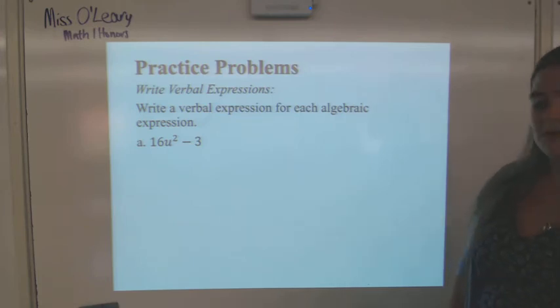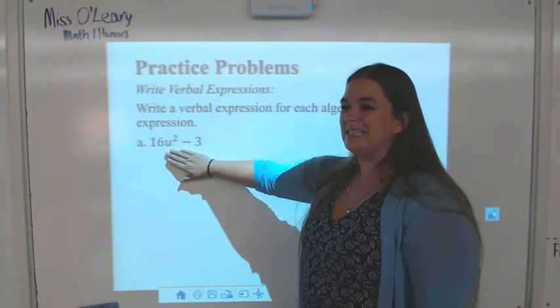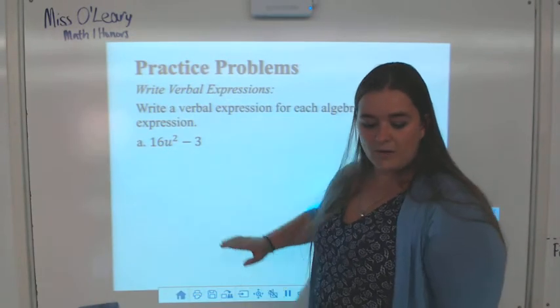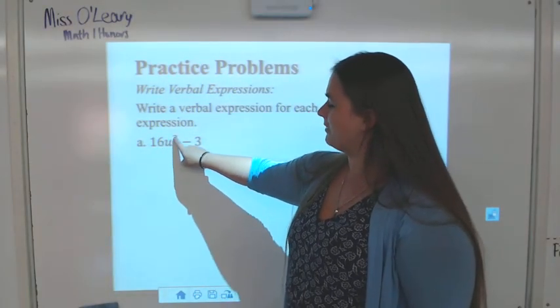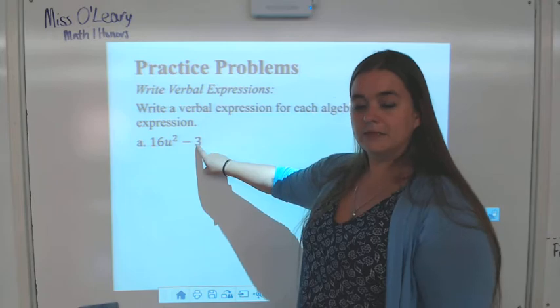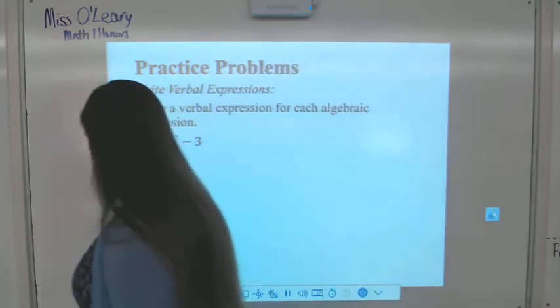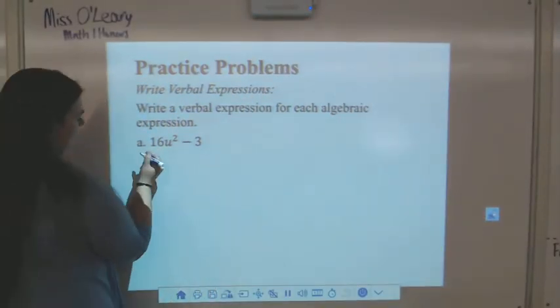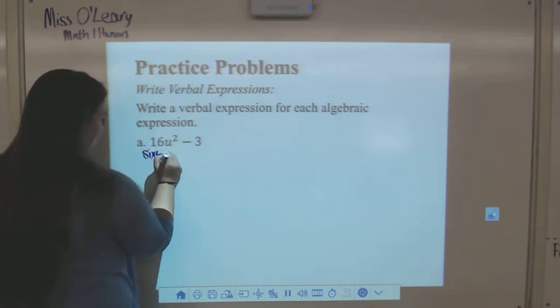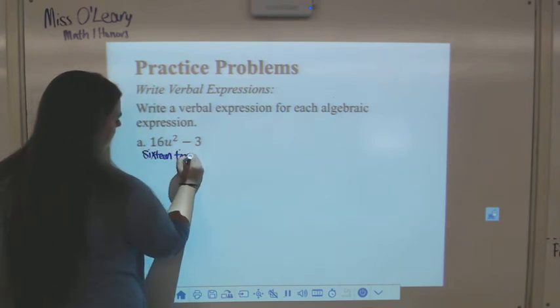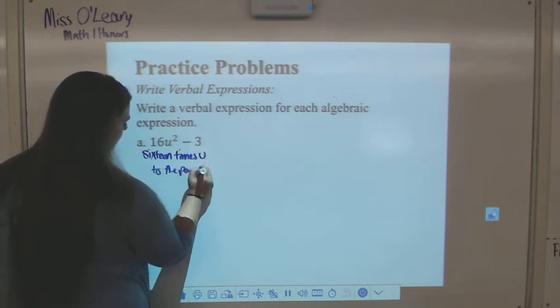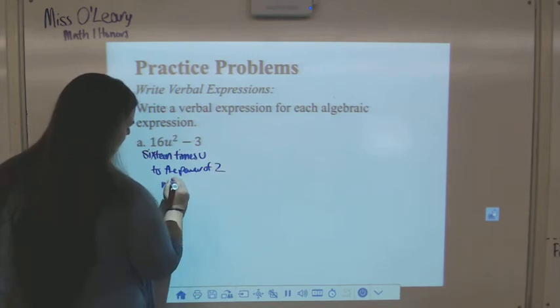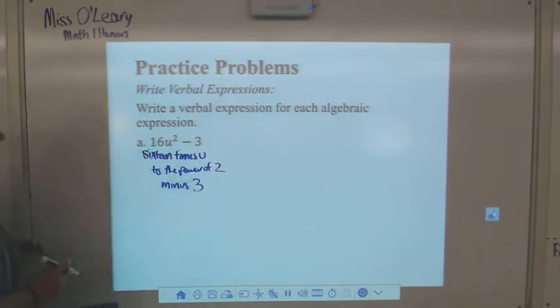If I look at this first expression here, I see many different ways that I can say this out loud. One way would be 16 times u to the power of 2 minus 3. I can go step by step and write out the words. So in my notes, this would look something like 16 times u to the power of 2 minus 3.